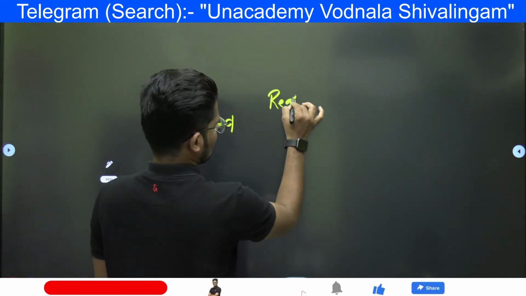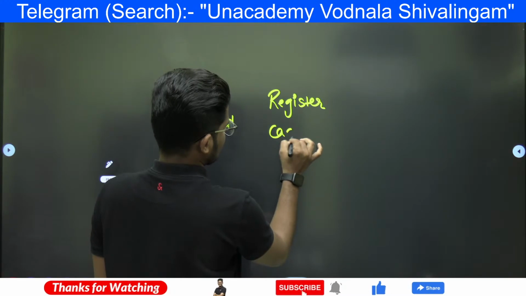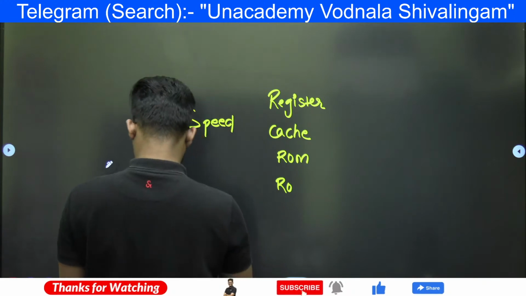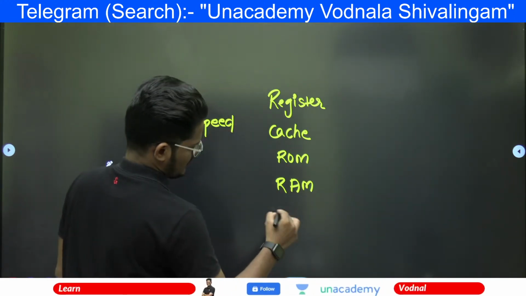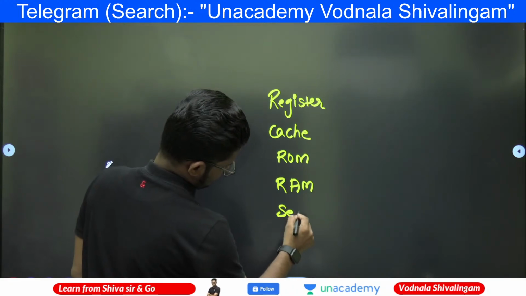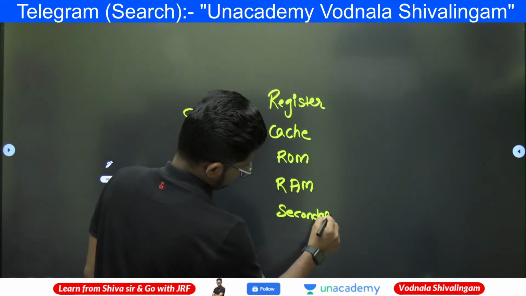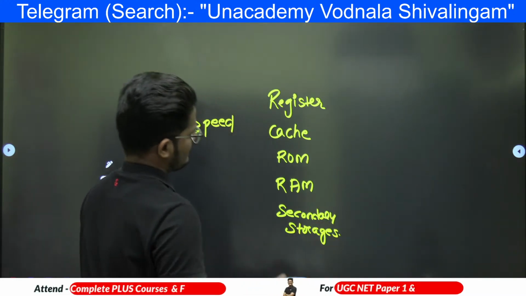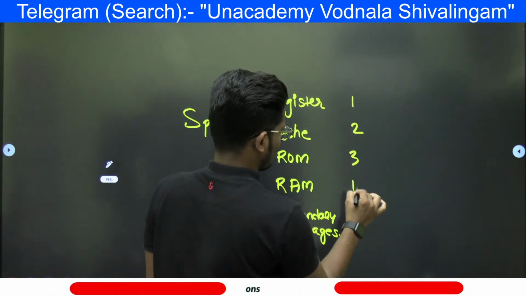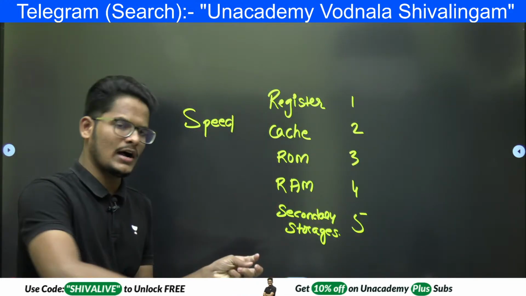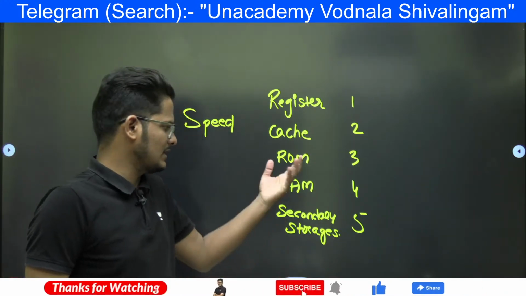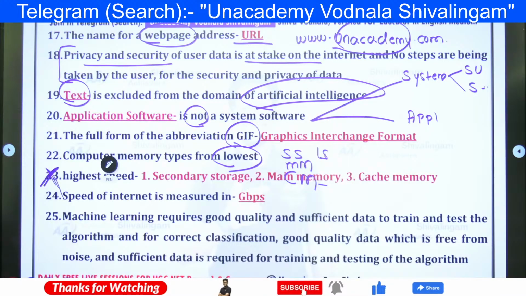register, cache, ROM, RAM and secondary storages. In the secondary storages also there is an order: a CD-ROM will be last, hard disk will be first, floppy disk will be next. Those orders also exist. We'll see that in the upcoming single liners. Don't worry.